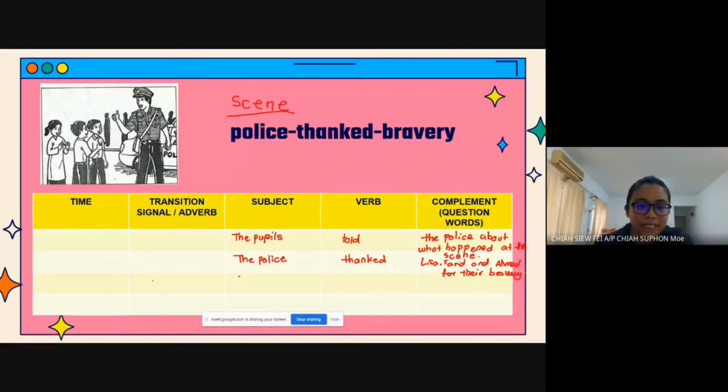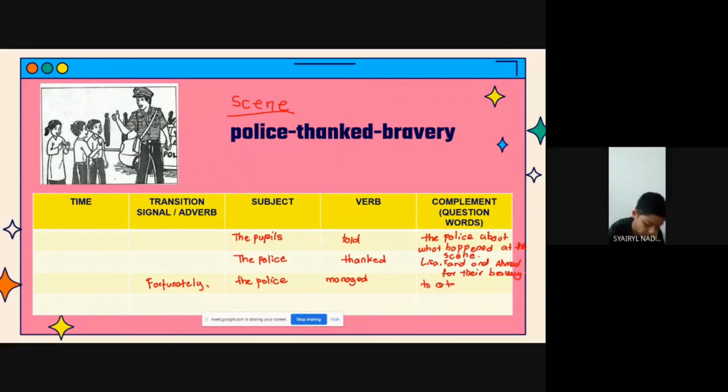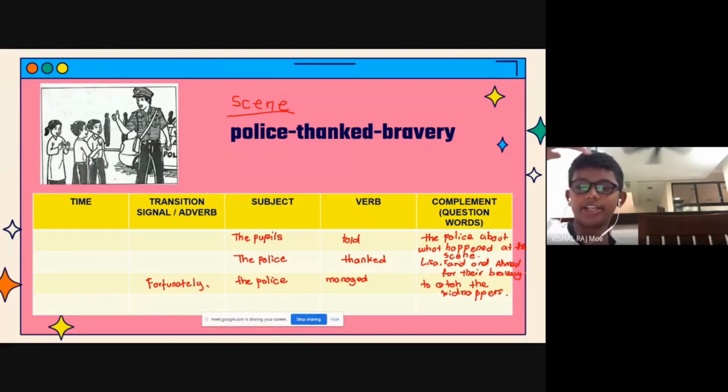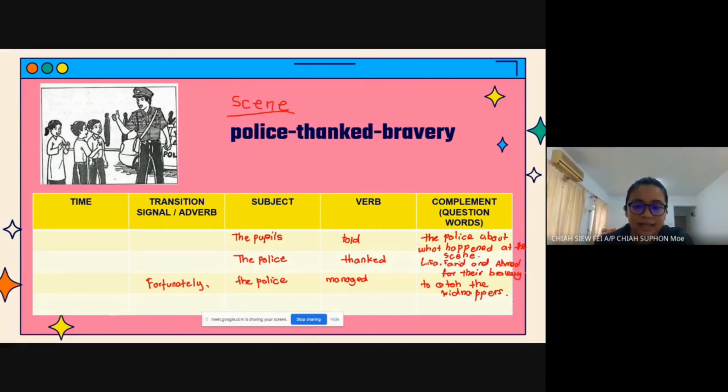And now in the ending, Shairil, when you want to say that the police managed to catch them, you can use a transition signal: fortunately. Now we can add your sentence. The police managed to catch the kidnappers. Okay. Are we done? Yes, you're done. Fortunately, the police managed to catch the kidnappers.